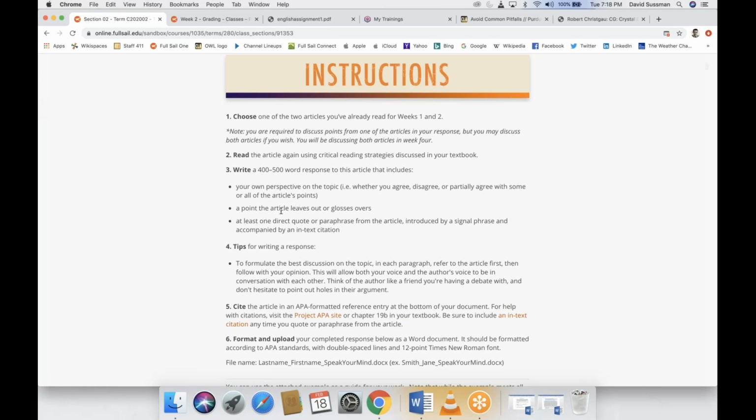You should try to touch on a point that the article either leaves out or just glosses over, right? Glosses means it mentions it, but barely. It could say more. And you should have at least one direct quote or paraphrase from the article with an in-text citation. We're going to cover that. Okay, I'm going to show you in real time how to do that.